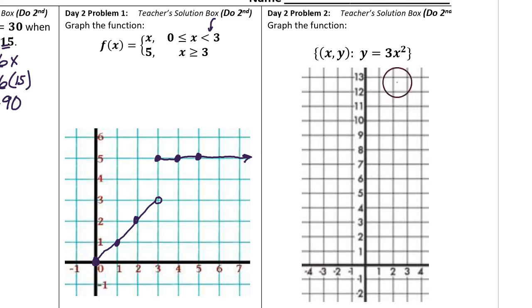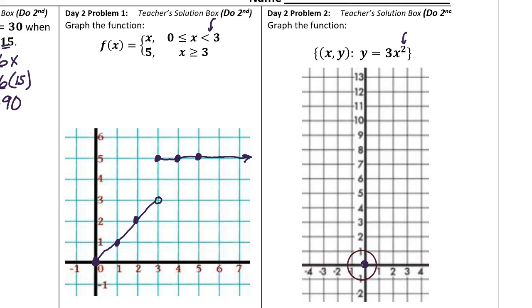Day 2, problem 2. Graph this function and notice it goes to the second power. It's a quadratic function. It will make a parabola. Now we need to find the vertex of the parabola. Because there is no x and no constant, the vertex is (0, 0). Here is one dot on the parabola.